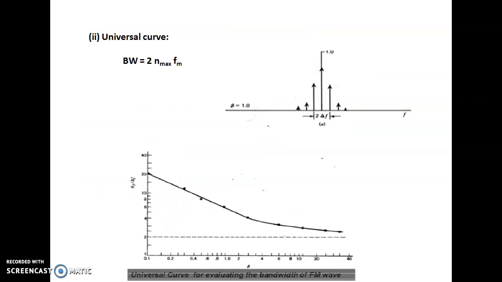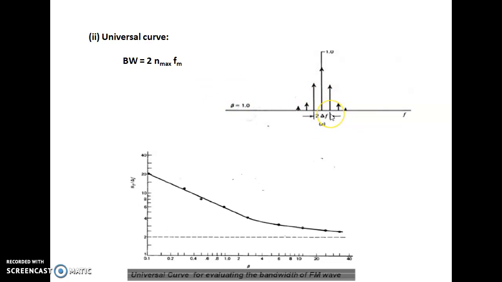So what is this universal curve? Look at this. Actually, Carson's rule will not give you the exact bandwidth. It will underestimate the bandwidth of your FM wave. For a more accurate measurement of bandwidth, you need to go for the universal curve. So here, look at this figure. This is one example wherein beta is equal to 1.